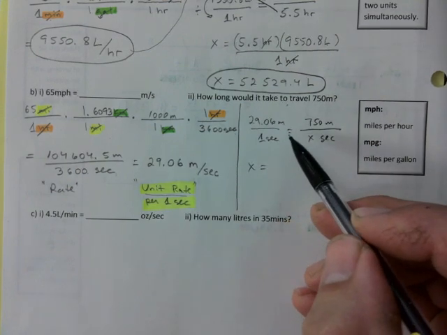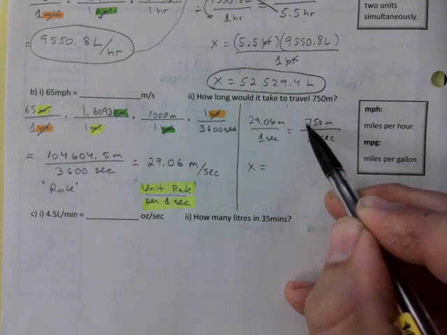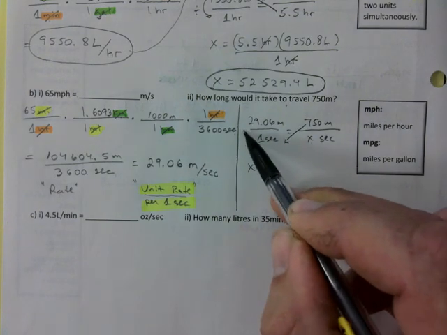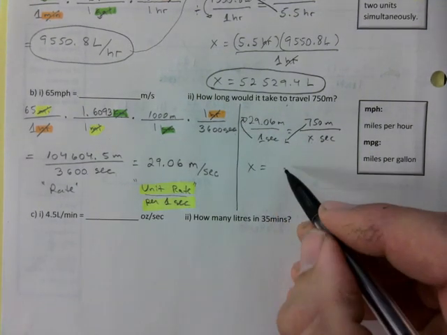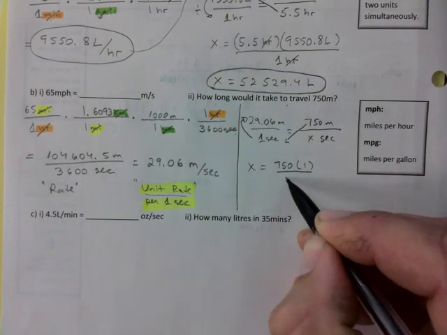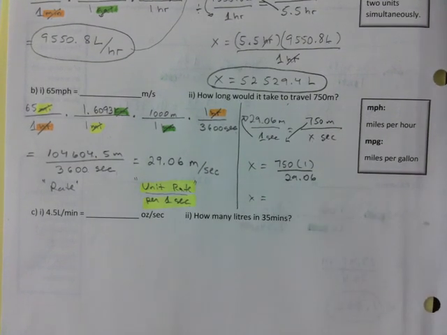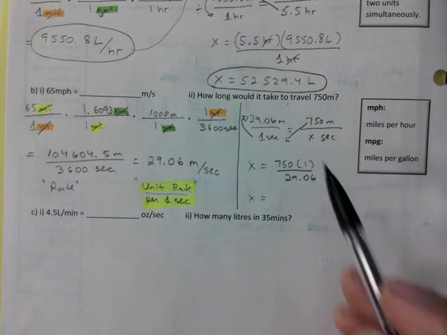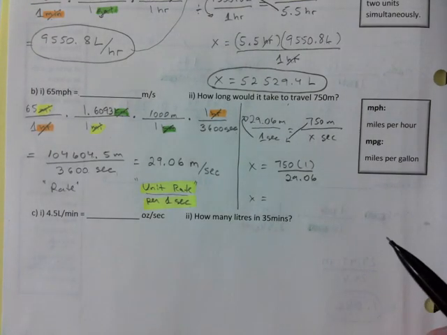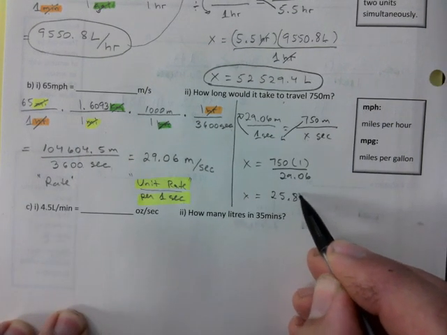So remember that rule? Find your variable. Where is it? Right there. Start with the number. In this case, that's above it. So you have to multiply down, divide up. Okay. 750 times 1 divided by 29.06. How come you have no units, Mr. Erickson? Because I just showed you earlier that things cancel out. But you're guaranteed if you do it this way that you're going to get your answer in seconds. And I get 25.81 seconds.